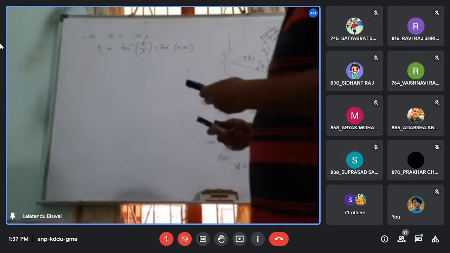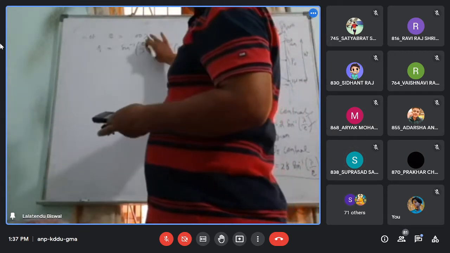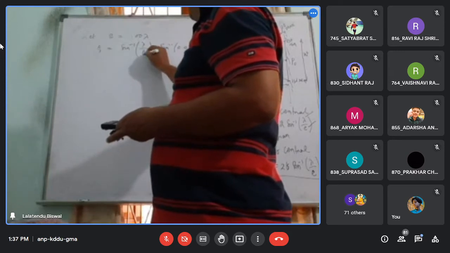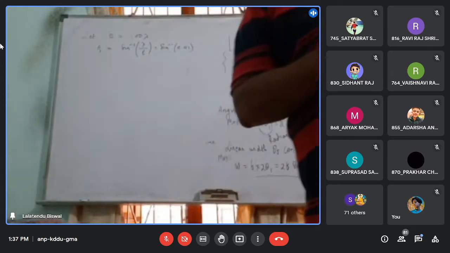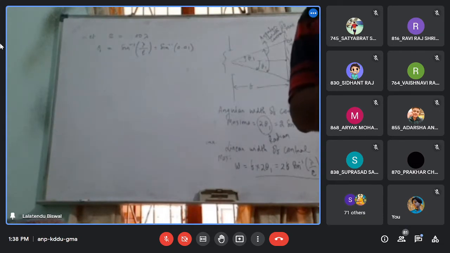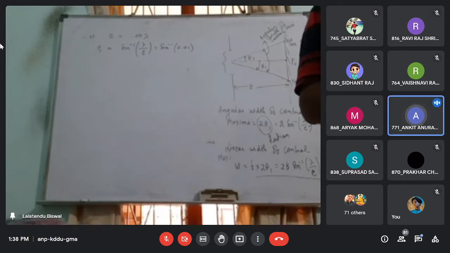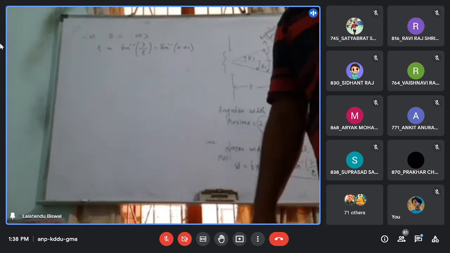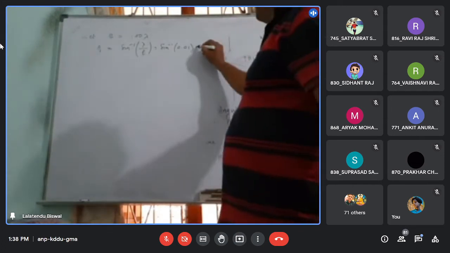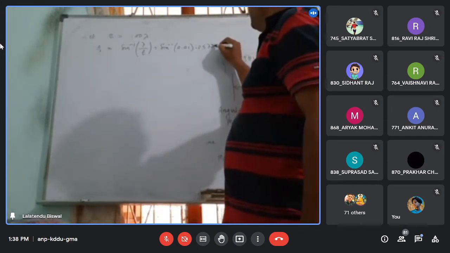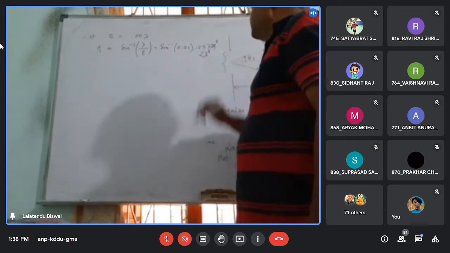Oh, sorry, lambda by E, yes. So that is equal to 0.01. Sin inverse 0.01, how much is it? How much time you are taking? 0.57 degrees. 0.5729. So this is equal to 0.5729 degree. That means less than 1 degree.